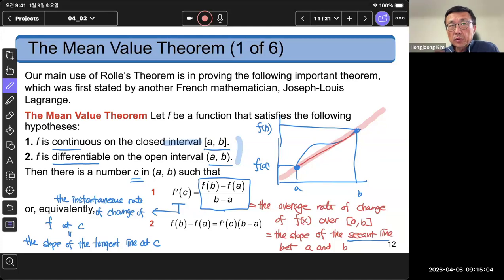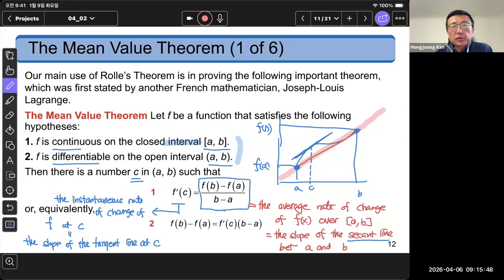So the claim of the mean value theorem says that we have some C such that f prime is the same as this average rate of change of this function, right? That means we have some point C such that the tangent line has the slope which is the same as the slope of the secant line. That means we have some point C such that this blue tangent line at C is parallel to the secant line. That is the meaning of the mean value theorem.